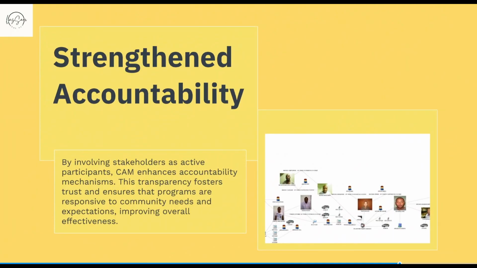Strengthened accountability. By involving stakeholders as active participants, CAM enhances accountability mechanisms. This transparency fosters trust and ensures that programs are responsive to community needs and expectations, improving overall effectiveness.